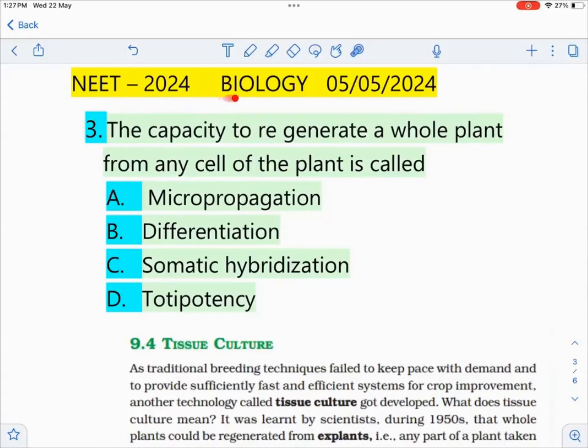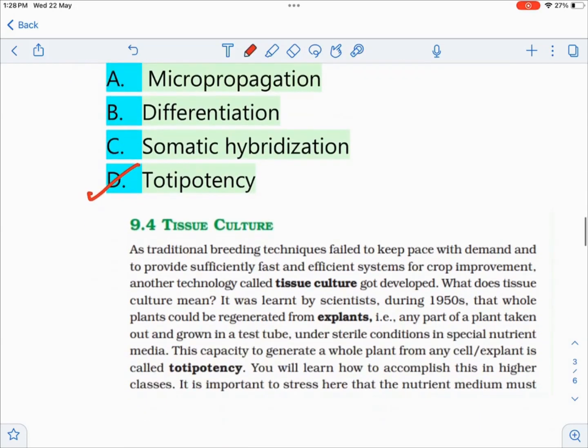Biology NEET 2024. The capacity to regenerate a whole plant from any cell of the plant is called option A, micropropagation, option B, differentiation, option C, somatic hybridization, option D, totipotency, and option D, totipotency is the answer. And you can see the NCERT line here, and this question is from the chapter called Strategies for Enhancement in Food Production, and it is described under the tissue culture concept. Thank you.